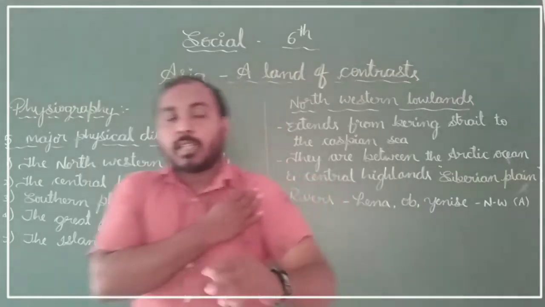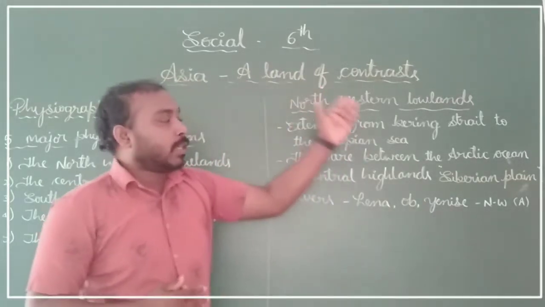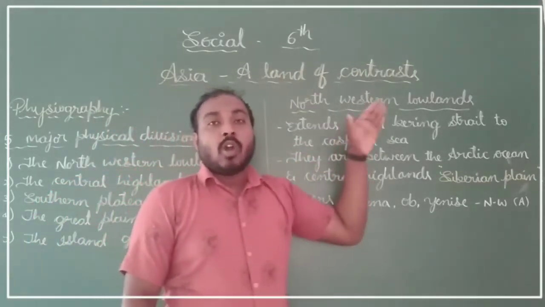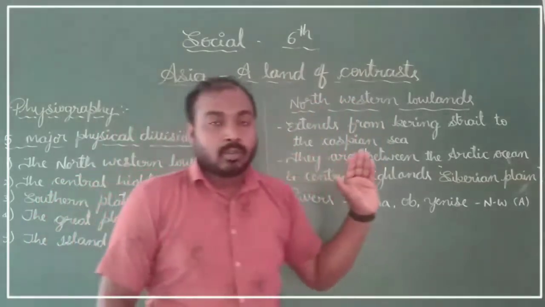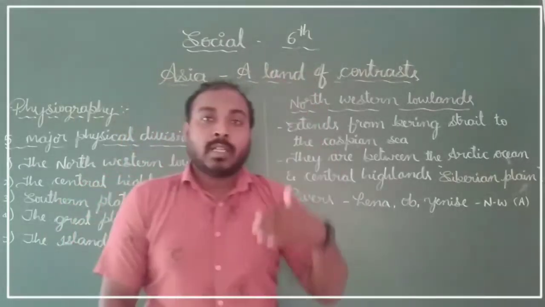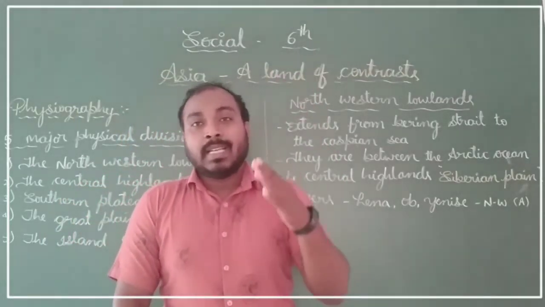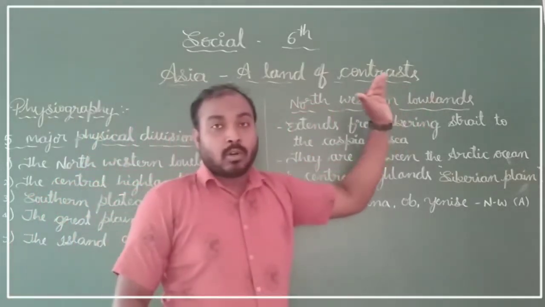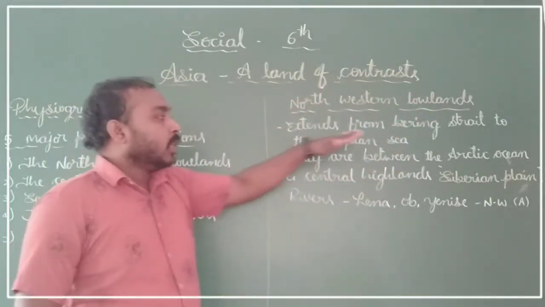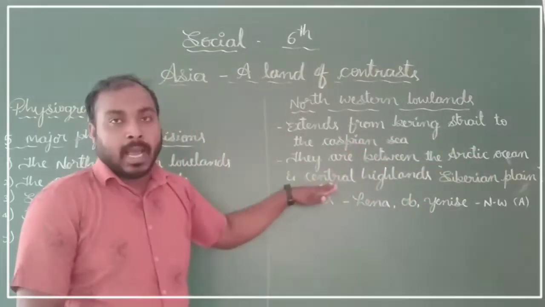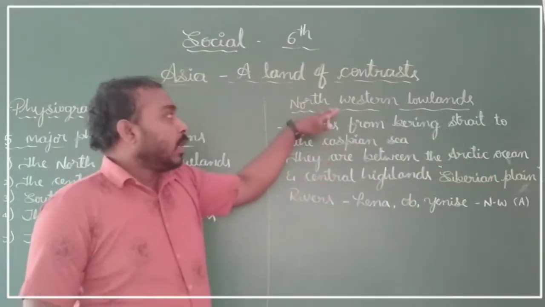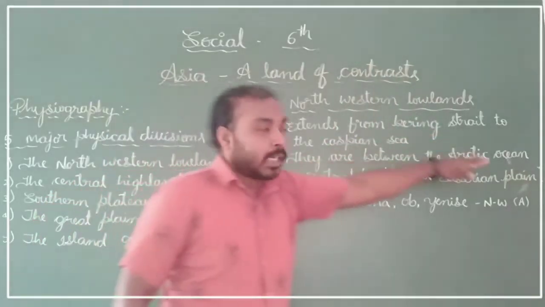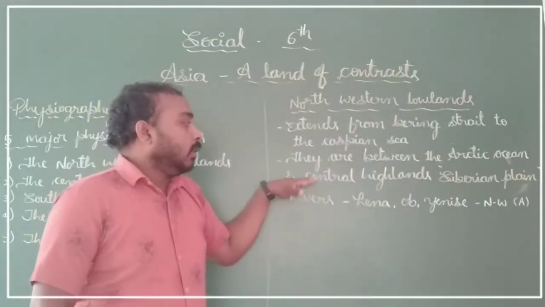So let us study the first one, the northwestern lowlands. As the name itself suggests, this region is located in the north of the Asia continent. Which ocean is found in the north of Asia? Yes, the Arctic Ocean. So the northwestern lowlands are located between the Arctic Ocean and the Central Highlands.